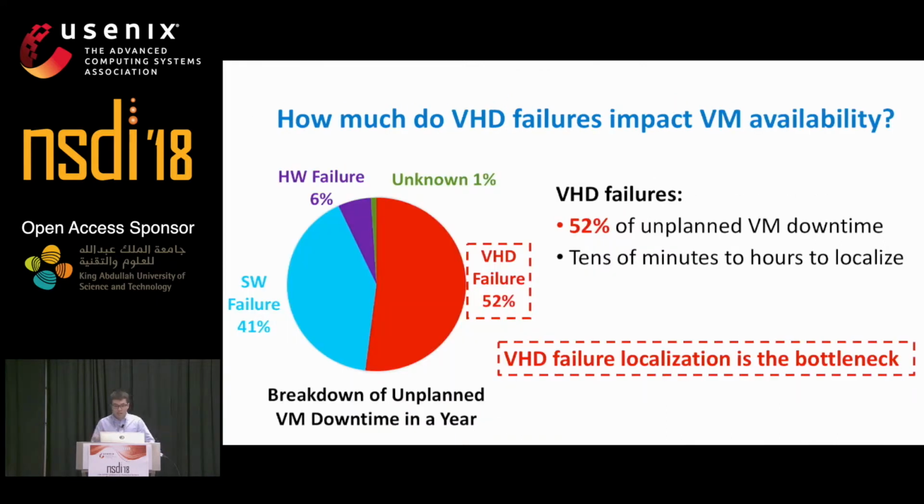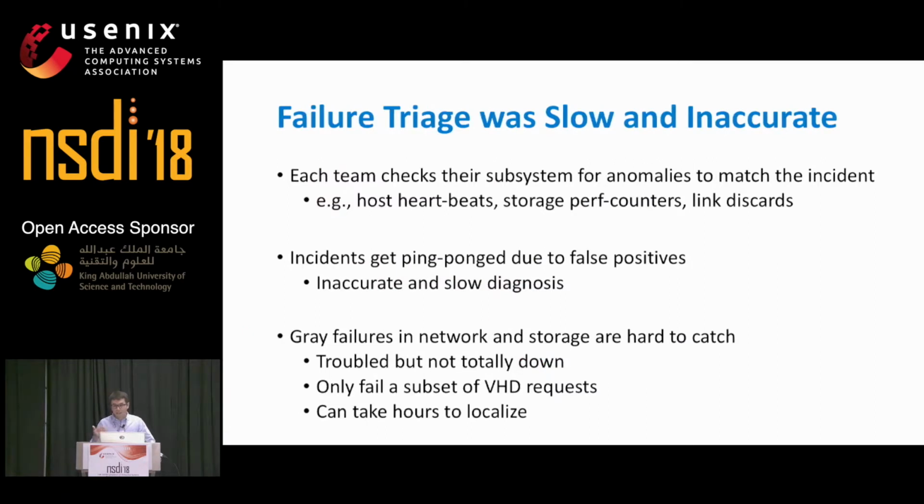So how much does that actually impact VM availability? To answer that, we did some measurements. We look at unplanned VM downtime for a whole year and classify them by their root causes. Our main finding is that VHD failures account for more than half of unplanned VM downtime. In fact, for some of those failures, they can take tens of minutes to even hours to localize. So as it turns out, VHD failure localization is the bottleneck. Let's see why it is slow and inaccurate.